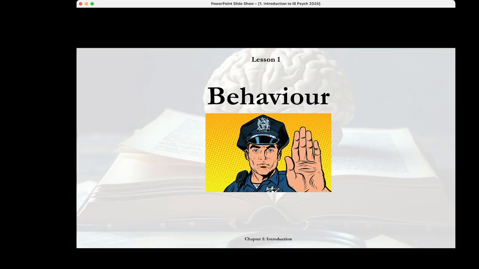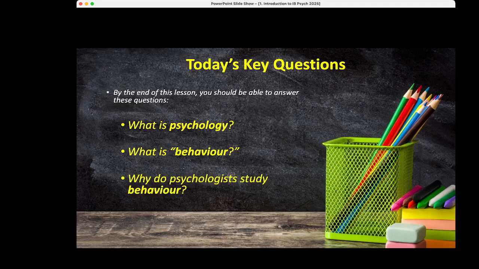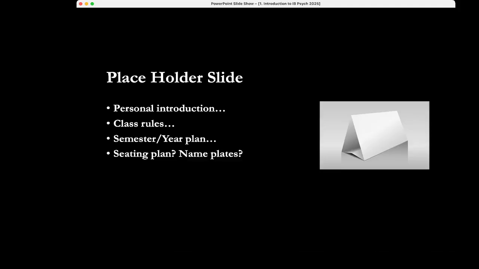We're going to begin with behavior. So by the end of today, they should know what psychology is, what behavior is, and why psychologists study it. And you'll notice this trend throughout: the what and why questions and then the critical thinking extension. Notice that I don't put the third level critical question in these introductory slides at the start of each class. Anyway, I've got a placeholder here for you.